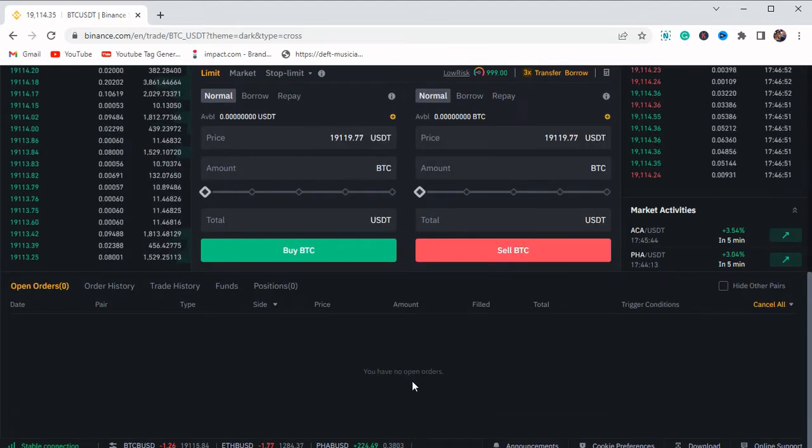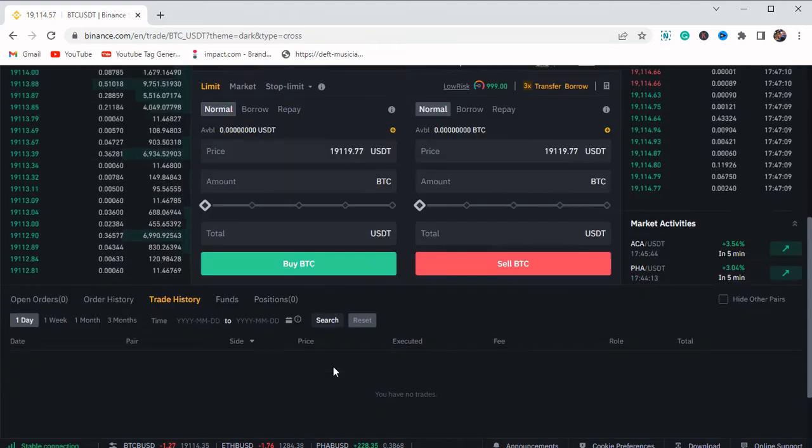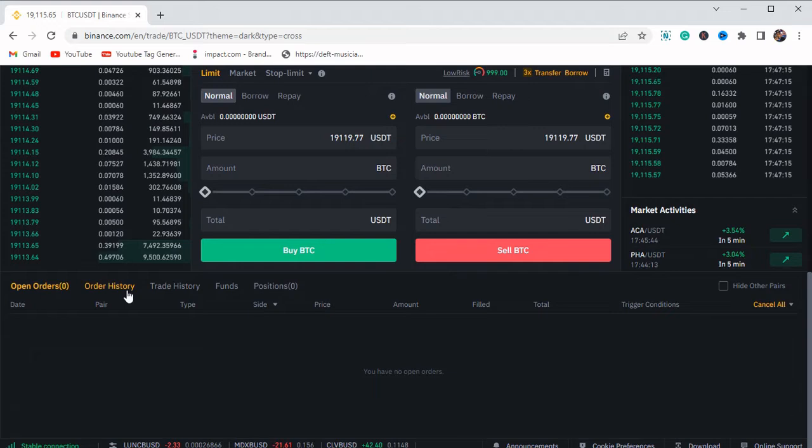Anytime that the position is open, you see it here, the orders will be filled here just below. You can see open orders 0, order history. So I've been trading on Binance margin. If you go to trade history, you can see here, this is where my trade history will be for today. But today I've not traded. I don't trade on weekends, so I'll advise you not to trade on weekends. But this is the open orders.